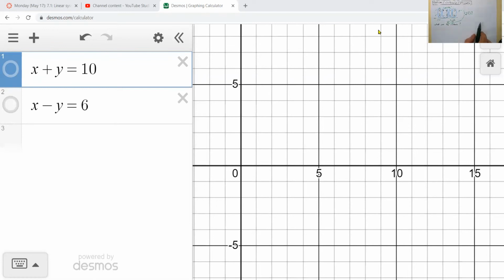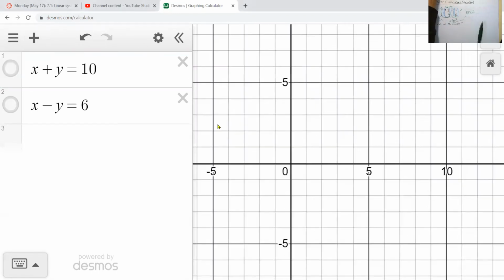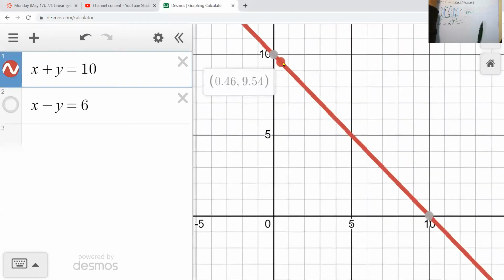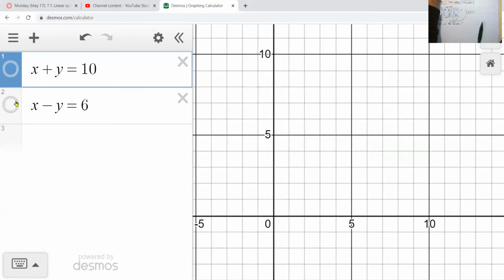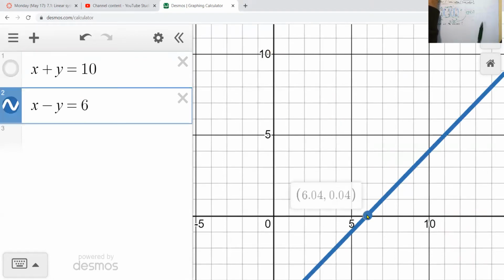Did you know I could have also done this with graphing? What I did here in Desmos, I took the question and I typed it in. I typed in x plus y is 10, and it drew a line. All these dots on here add up to 10, like 0 plus 10, 1 plus 9, 5 plus 5, 9 plus 1. I graphed a line. Now here's the other line. Everything on this line makes 6 when I subtract, 6 minus 0, 10 minus 4.